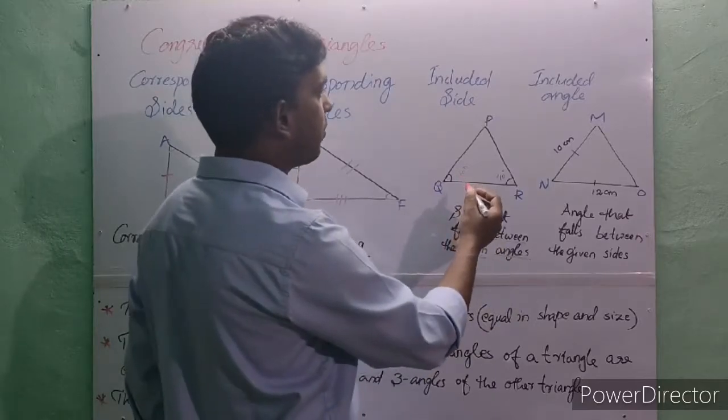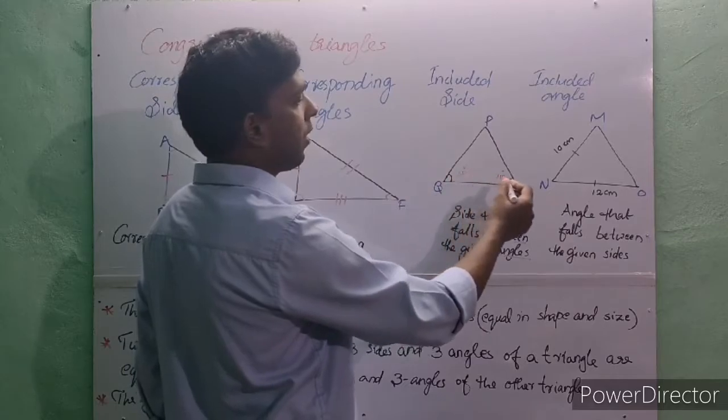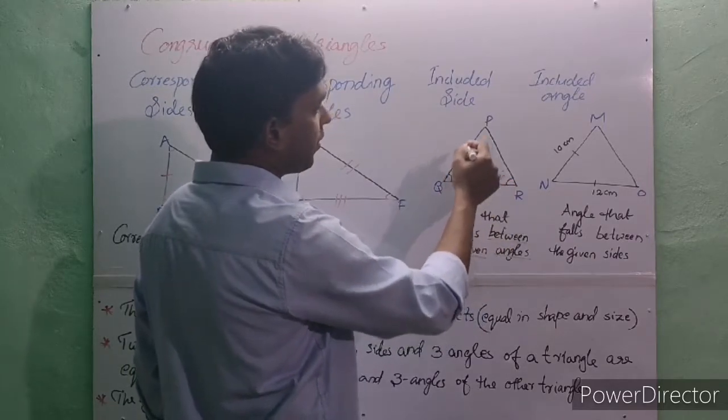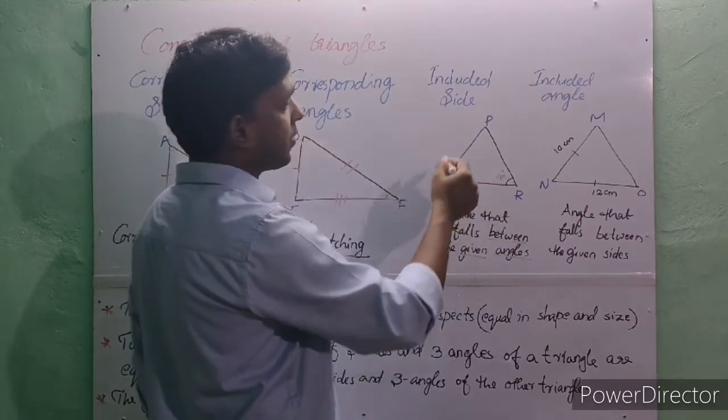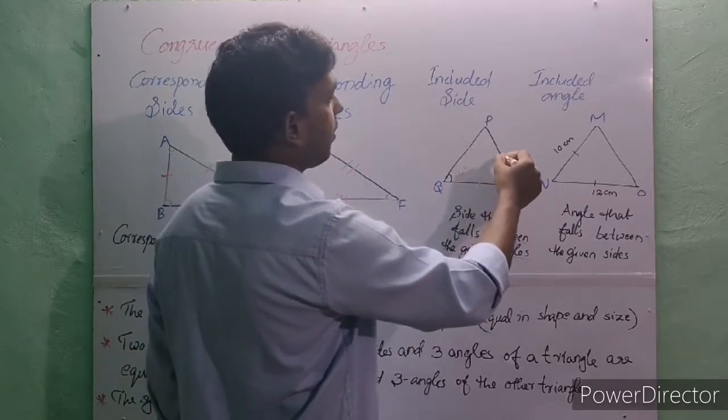There are two angles given. Angles are angle Q and angle R. So look at this. Which is the side? Sides are PQ, QR and PR.